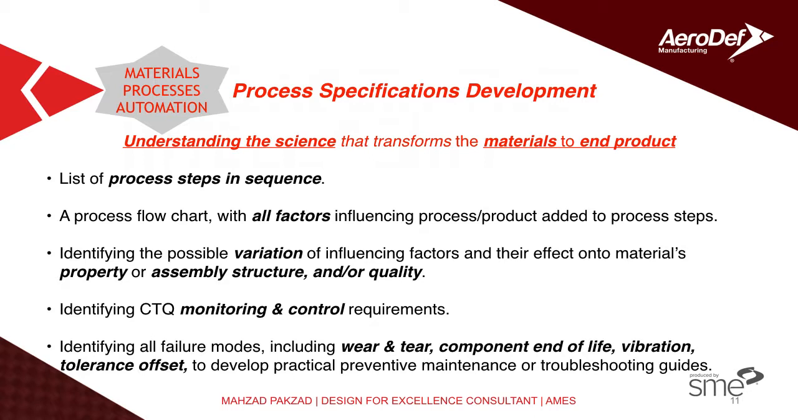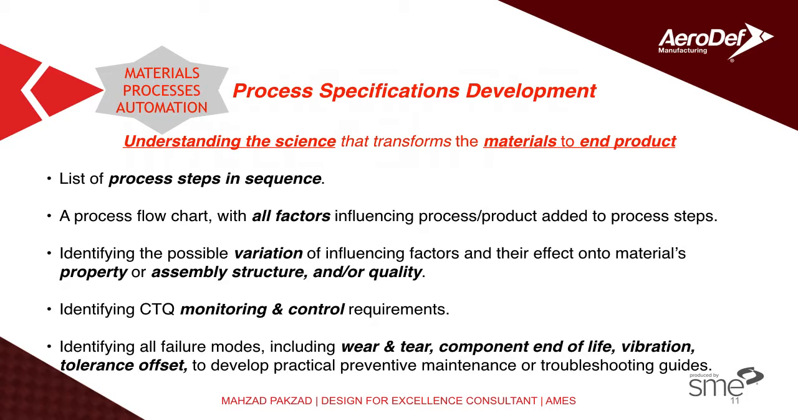I go and I understand the science that transforms the materials to end product, and that way I understand all the characteristics required to make it happen, to transform the material to end product successfully. I list the process steps in sequence. I do the process flow chart. I add all the factors influencing the process. All those factors are the characteristics required to make that process happen successfully.